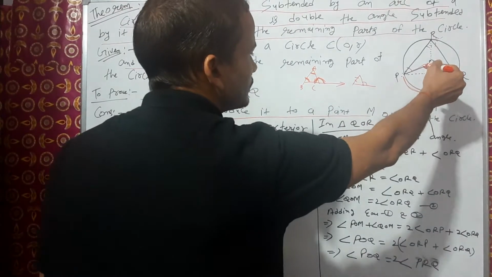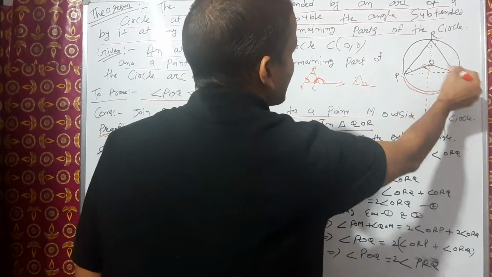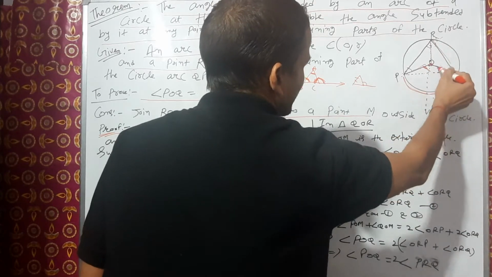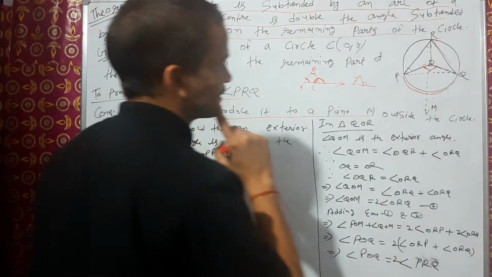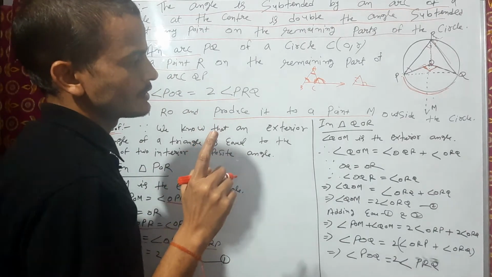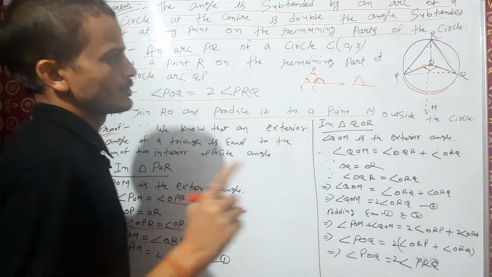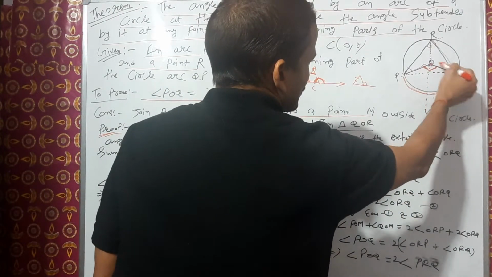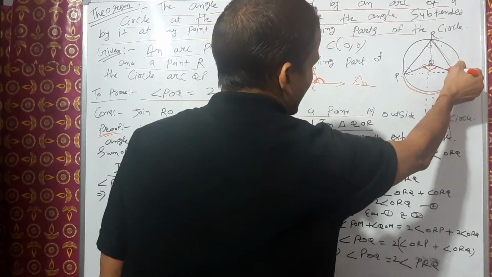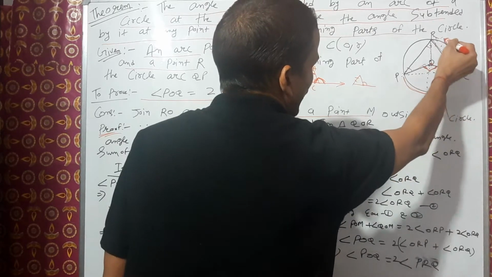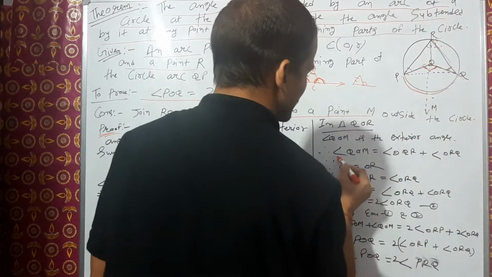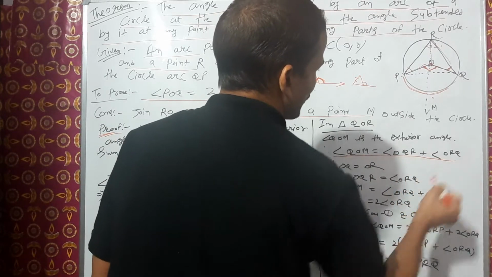Similarly, in triangle QOR, QOM is the exterior angle of triangle QOR, and by the property that the exterior angle of a triangle is equal to the sum of the two interior opposite angles, this angle QOM is equal to the sum of the two interior angles OQR, this angle, and ORQ, this angle. Means QOM is equal to OQR plus ORQ.